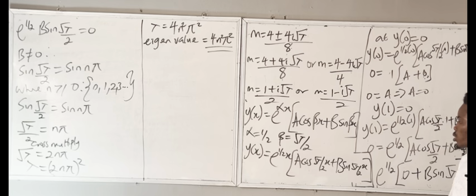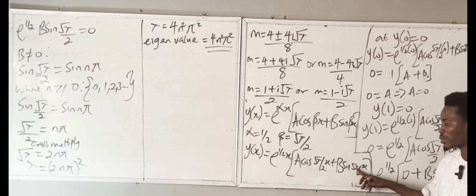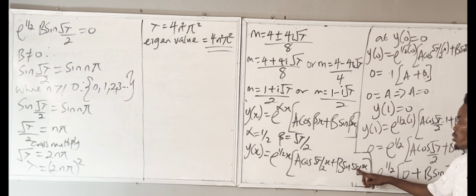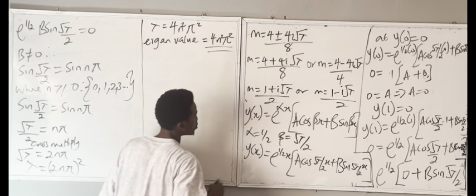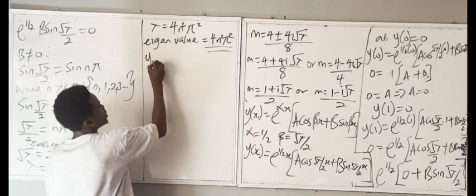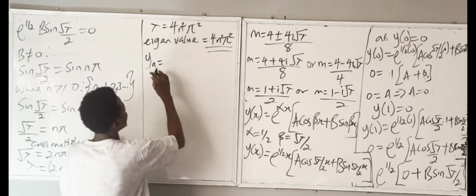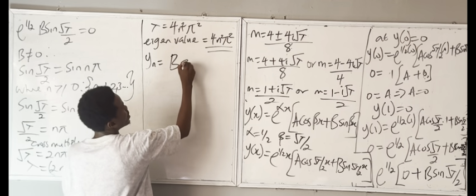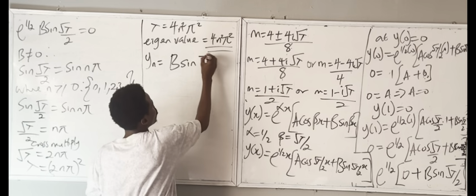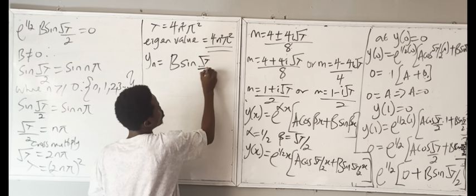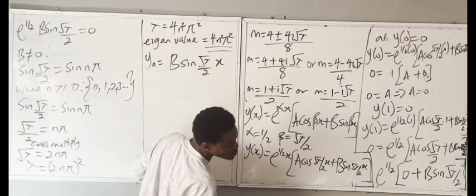What I need to do is what? This is my lambda. So my lambda is my eigenvalue. Whenever I see what I got from my eigenvalue, I'm going to put it here. So I'm going to get my eigenfunction corresponding to this Sturm-Liouville problem. So my general solution yn is what? B sine root lambda all over 2 then x.